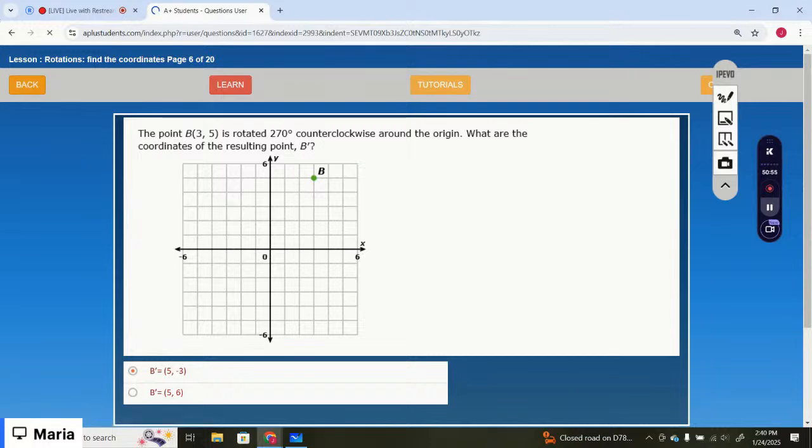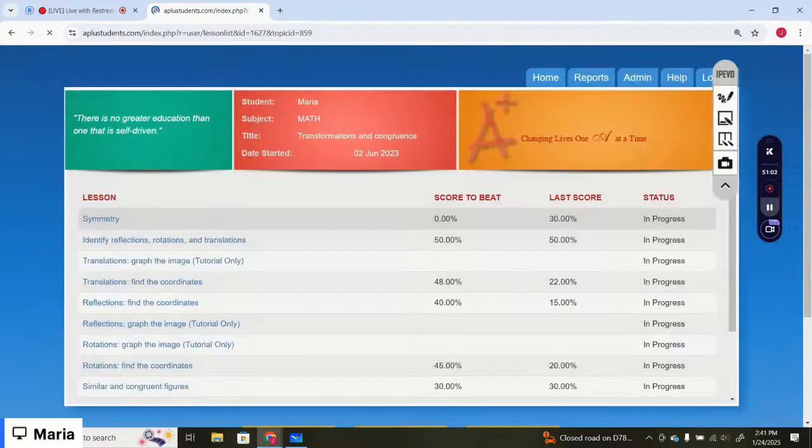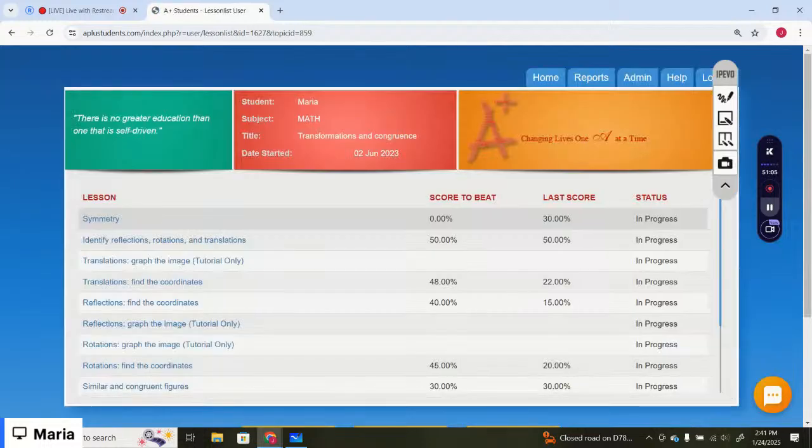Okay, so we were working on grade 7 math. The chapter we were working on is congruence and transformations. The lessons we have covered today are reflections, find the coordinates, reflections, graph the image, rotations, graph the image, and rotations, find the coordinates. So please make sure before the next session you complete all the practice questions for the lessons we just did. That is your homework until next session.